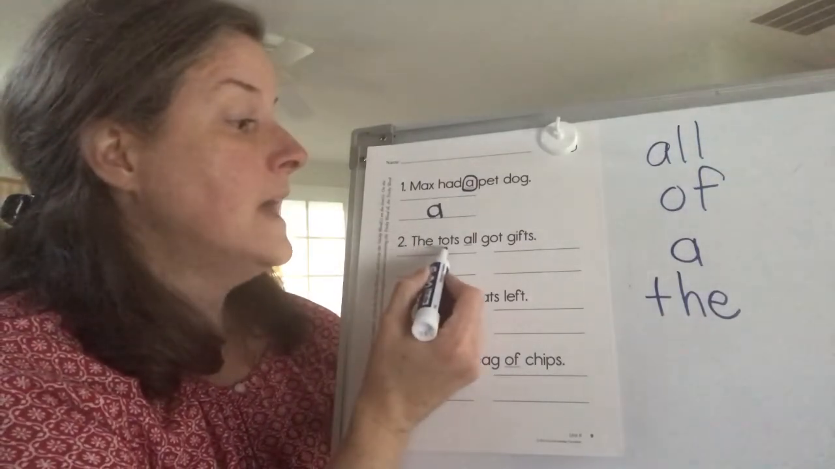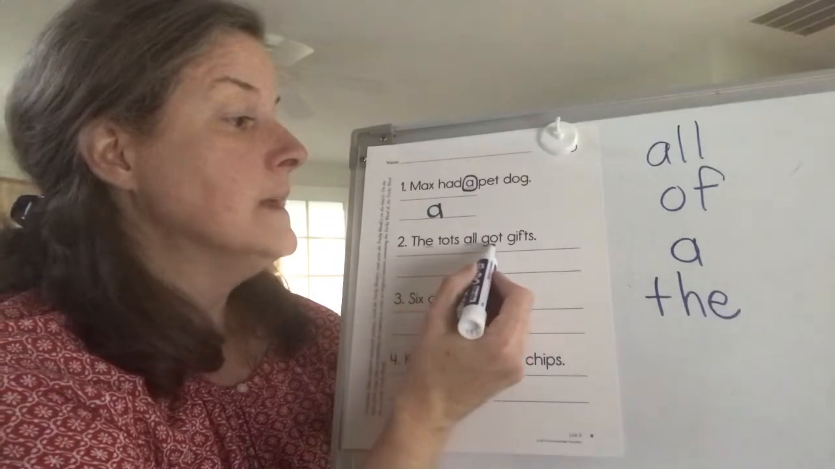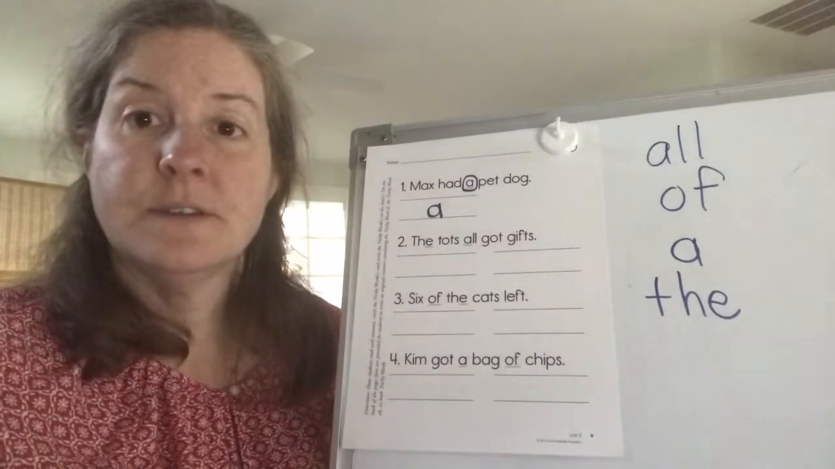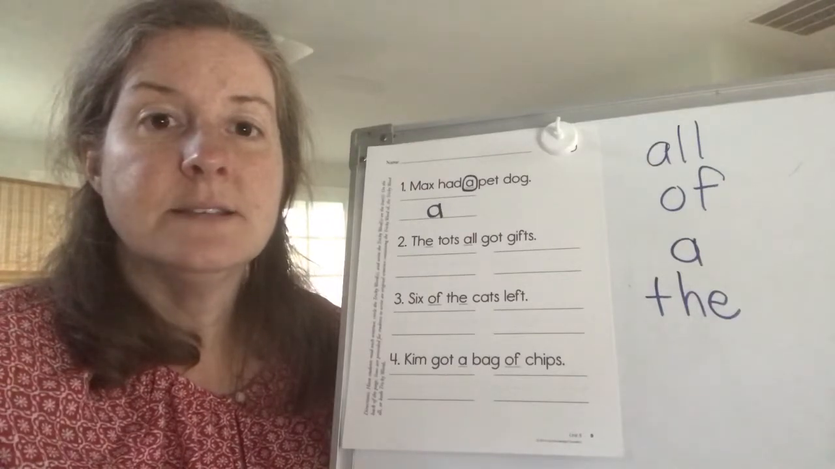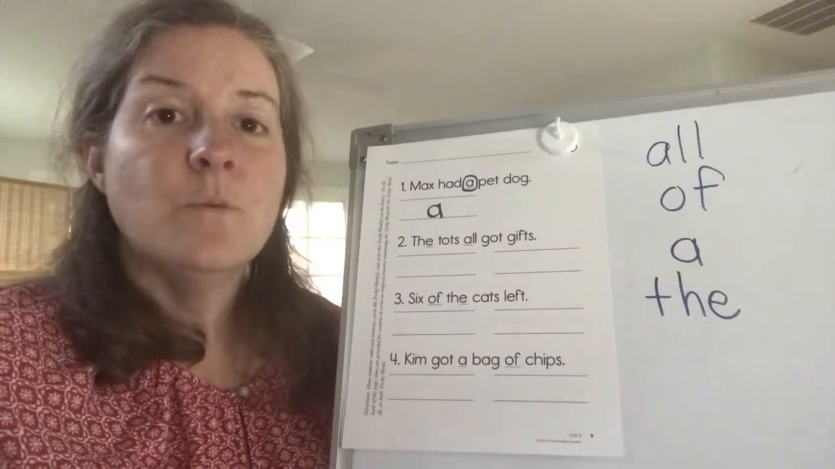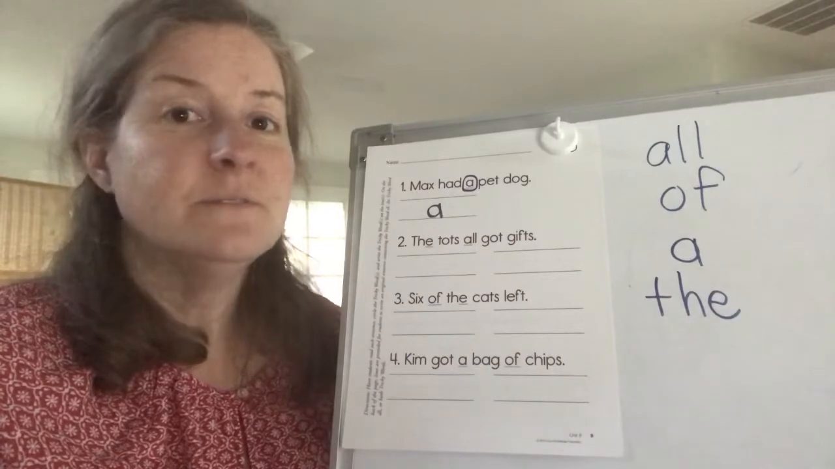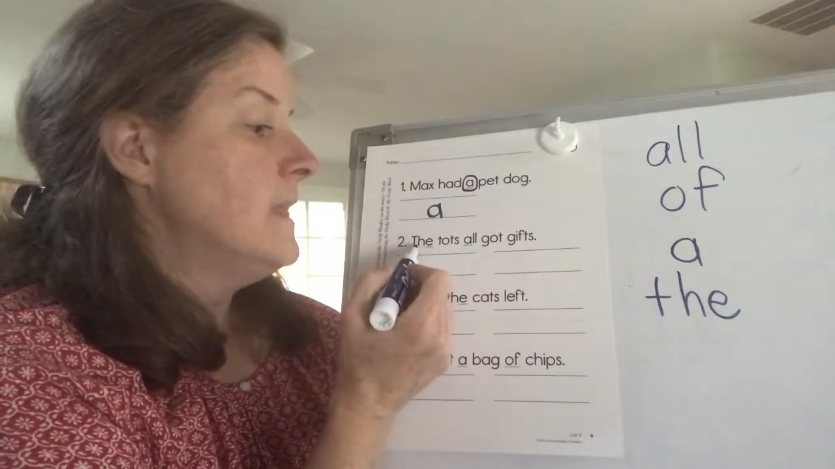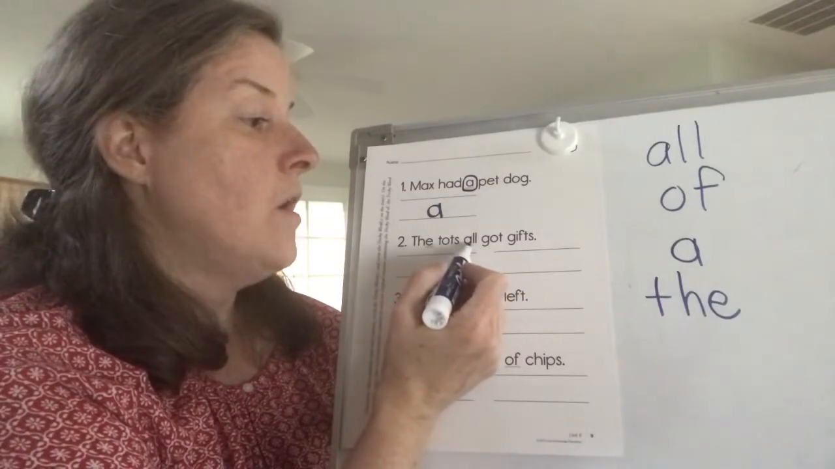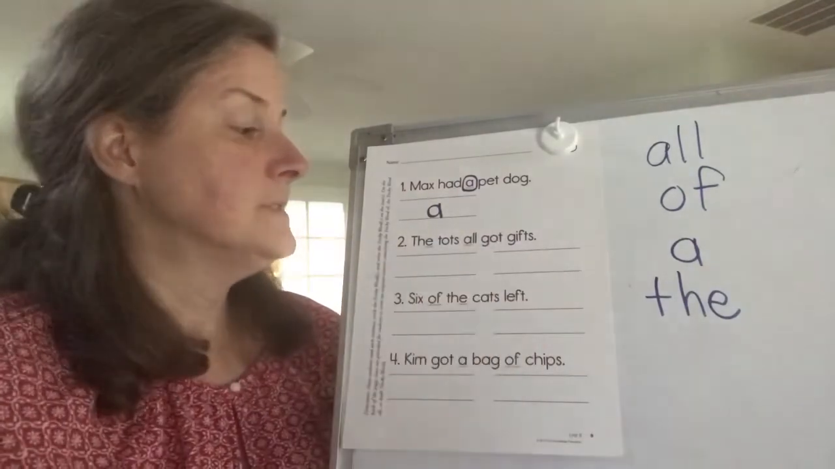Okay? Let's read this one. The tots all got gifts. What is a tot? Do you know what a tot is? It's another word for a small child. Okay? A little tot. So let's read it again. The tots all got gifts.